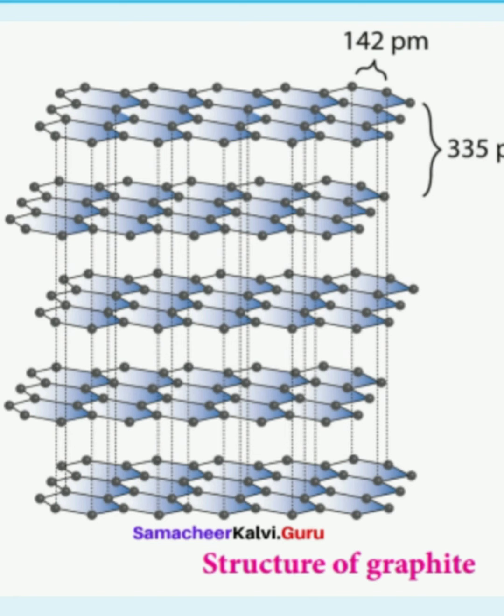See, the carbon-carbon bond length is 1.42 picometer, and the distance between layers is 335 picometer. If you see the structure, it is a hexagonal sheet. Each layer is a flat two-dimensional sheet, and they are held together by weak van der Waals force. So this is the structure of graphite.